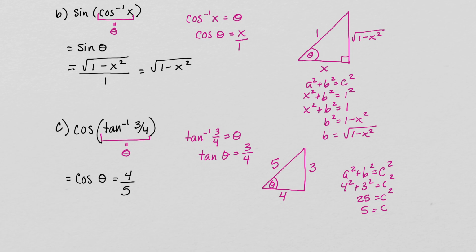So it's kind of nice when there's numbers, right, instead of just x's. But the idea is you can use this now for numbers when you have values that are not nice things that show up on the unit circle. Questions?